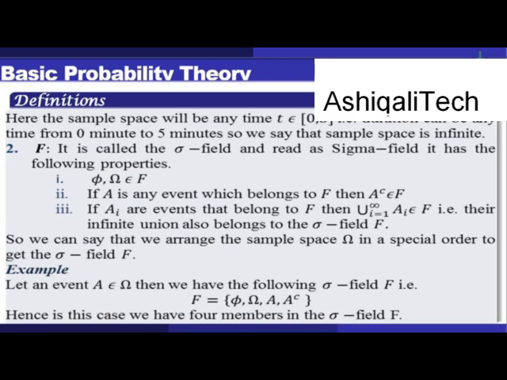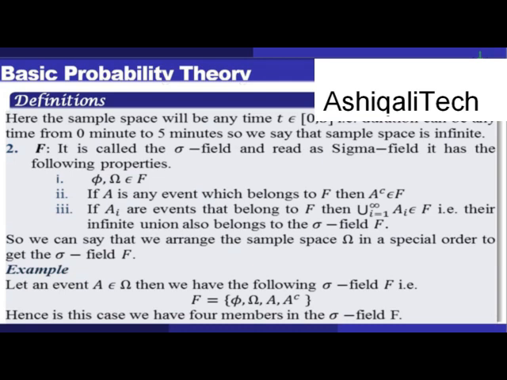Now we come to our second member. It is called F. It is called the sigma field and it is read as sigma field. It has the following properties. Number 1, phi and omega both belong to F.